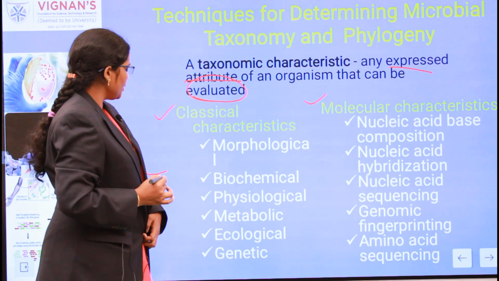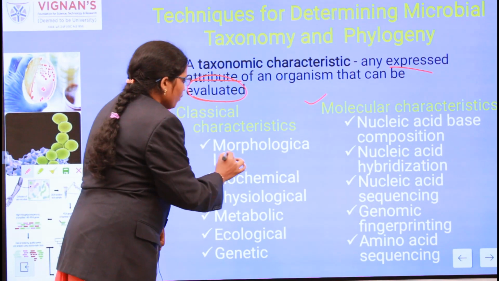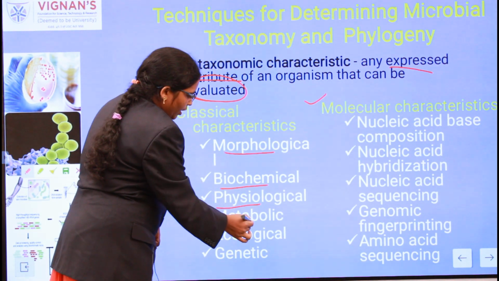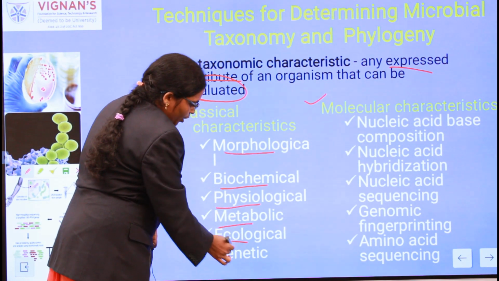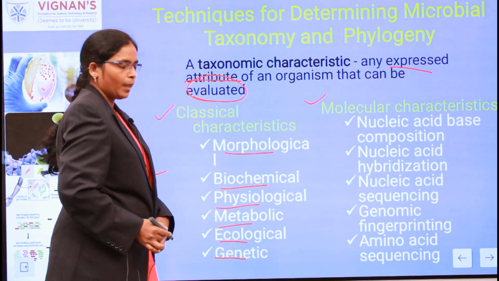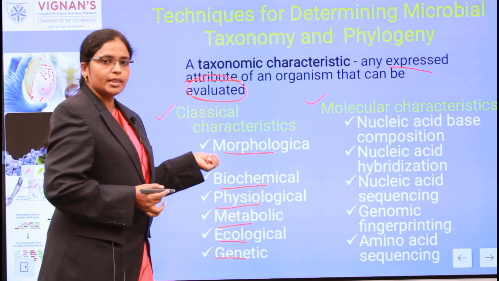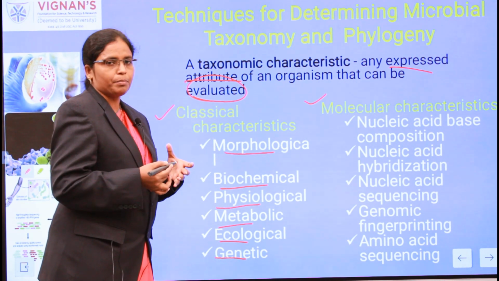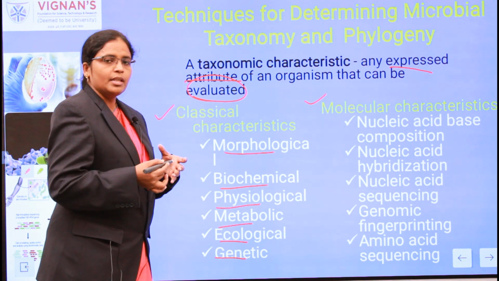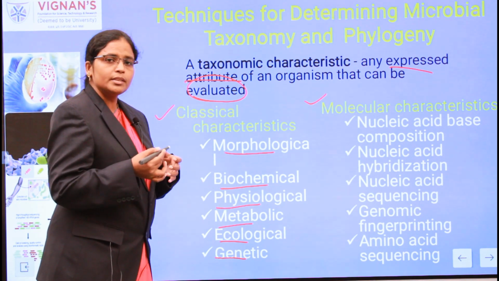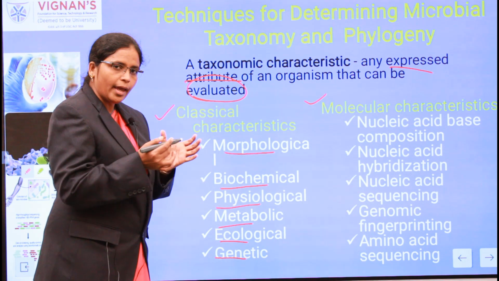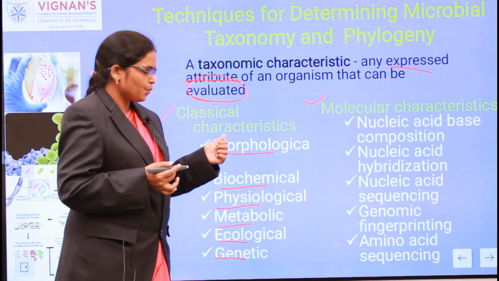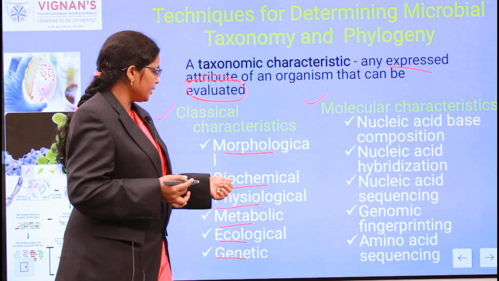Classical characteristic features, if you see here: morphological features, biochemical features, physiological, metabolic, ecological and genetic. Morphological features, nothing but external features like cell shape, cell size, cell color, the microorganism color, how they are arranged. Okay, so all these come under the morphological features. We will learn in detail in the next slides.